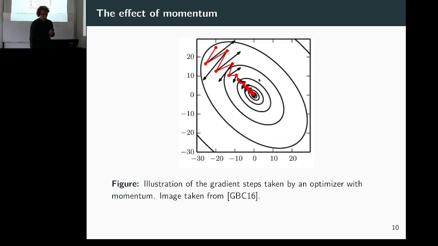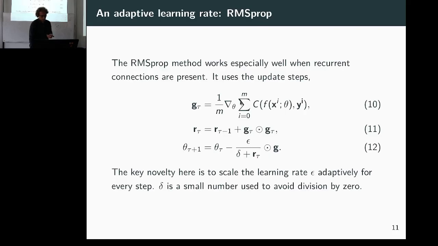Right, yeah, oh good, I have a slide for the effect of momentum. So this is a nice situation. If we don't have momentum, we would settle back and forth. And we want to integrate these little arrows here into a mean direction. And that's what momentum can do for us. Okay.